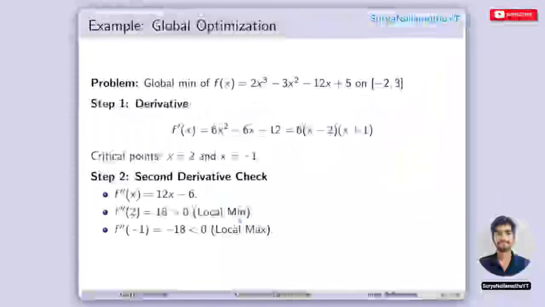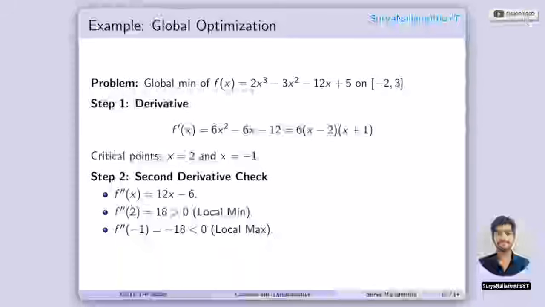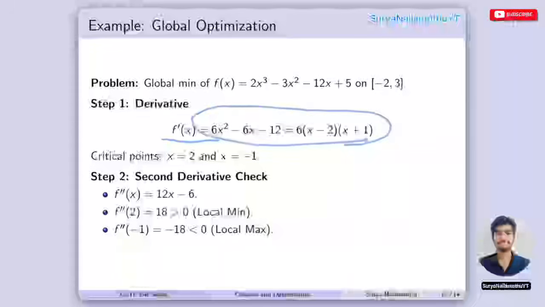Let us choose an example. Here in the example, find the global minimum of f of x, a function on the interval -2 comma 3. In this problem, let us start with step 1. Let us first find the first derivative. After the first derivative, we set it equal to 0. Then we get the critical points as x equal to 2 and x equal to -1.